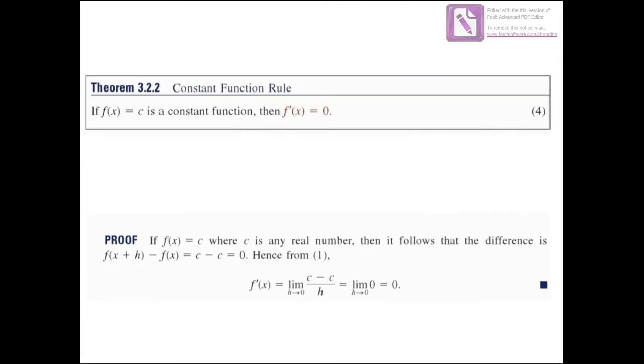Then we have the second theorem, which is the constant function rule, Theorem 3.2.2. If f(x) is equal to c, a constant function, then f prime of x is equal to 0. So if the function is a constant, then the derivative will be equal to 0. Let us see the proof for this theorem.